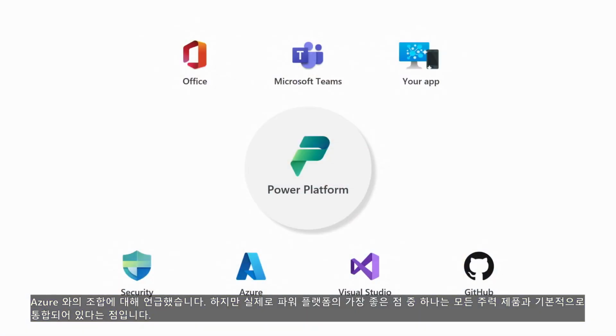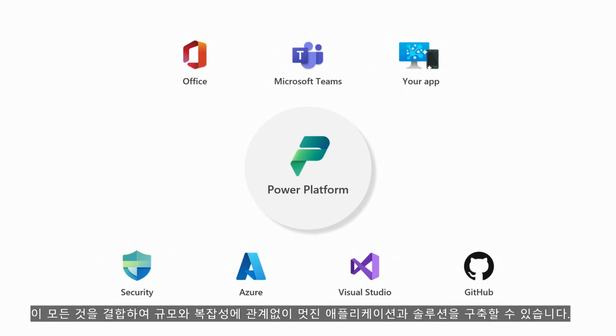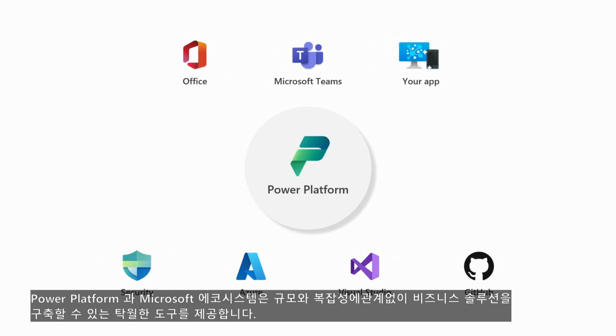And I mentioned the combination with Azure, but in fact, one of the very nice things about the Power Platform is that it has native integrations with all our flagship products. So all the things that you can do with Office, with Azure, with Visual Studio, with GitHub, you can combine them all together and build awesome applications and solutions of any size and complexity. Power Platform and the Microsoft ecosystem provide an unparalleled tool to build business solutions of any size and complexity.